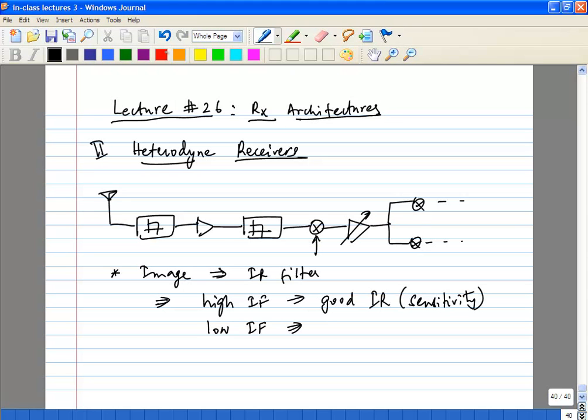If you choose a low IF, sensitivity is bad, but you can do very good filtering at IF, which means your channel select filter, which is selectivity. So there is an inherent trade-off between sensitivity and selectivity. And we saw this several classes ago.